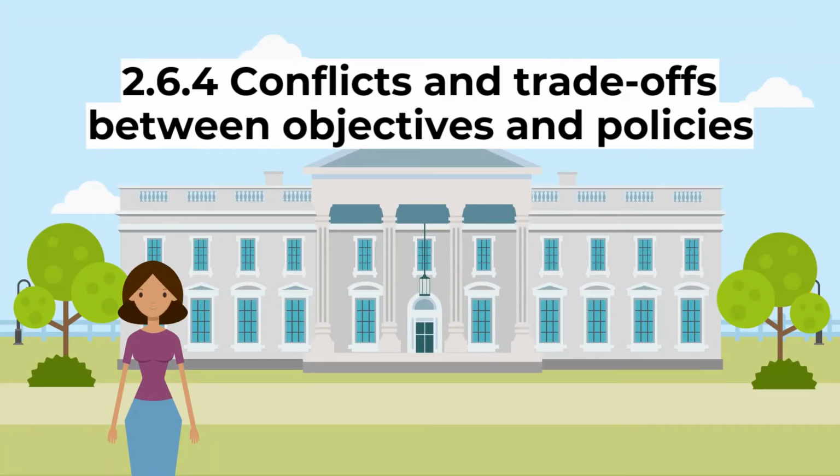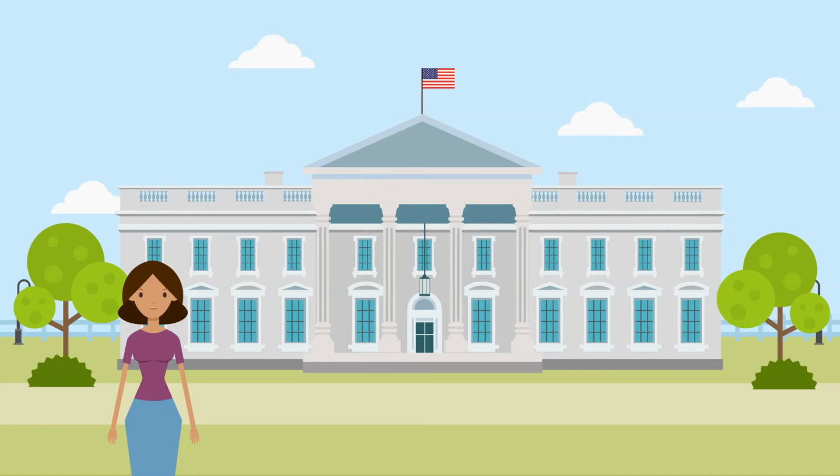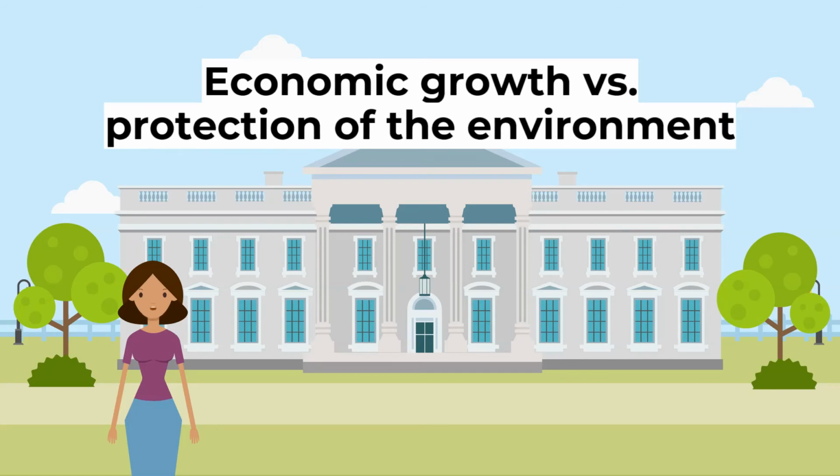So, what are the conflicts and trade-offs between objectives and policies? There are many different trade-offs between the macroeconomic objectives. Two objectives that tend to go hand in hand are economic growth and unemployment, but the rest tend to be achieved at the expense of another. Firstly, economic growth versus protection of the environment.